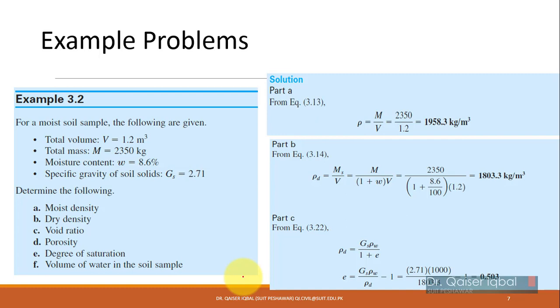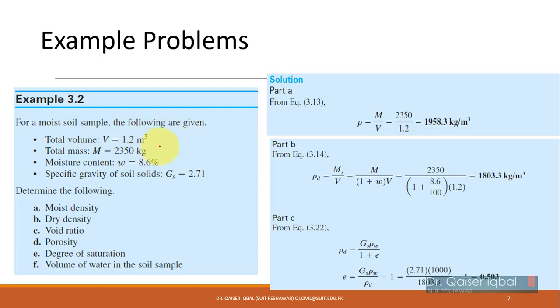Now coming to some example problems to use these relationships to determine the properties or various conditions of the soil: the volume of voids, the volume of soil solids, the volume of water, the weight of water, the weight of soil solids, the weight of the soil in dry form, etc. These few things may be required. So for example, example problem 3.2, we already solved 3.1 previously. There is a moist soil sample with the following properties given.